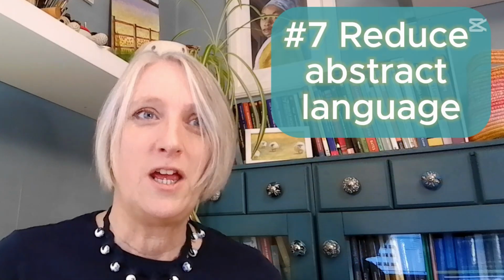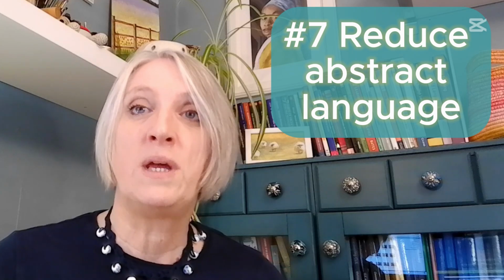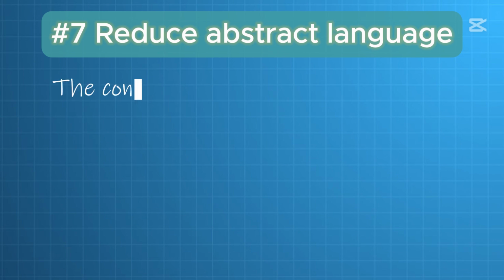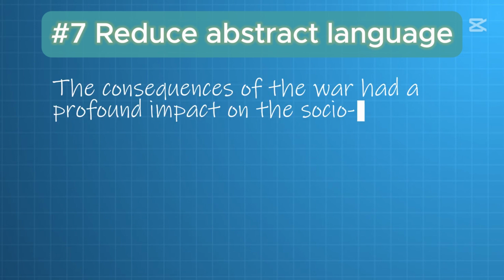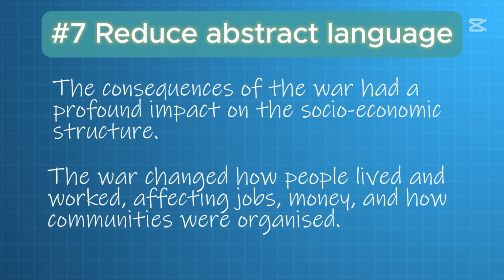Number 7. Reduce abstract language. Compare these two sentences taken from a history lesson. An abstract version would be, the consequences of the war had a profound impact on the socio-economic structure. Whereas an adapted version, using concrete language, the war changed how people lived and worked, affecting jobs, money, and how communities were organised. The vocabulary used in the second example is much more tangible and accessible to EAL learners.